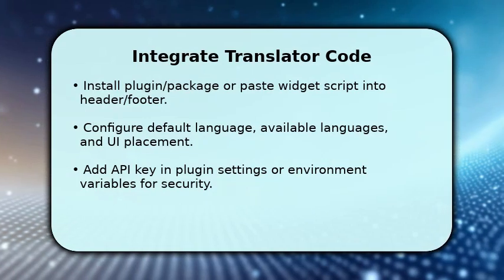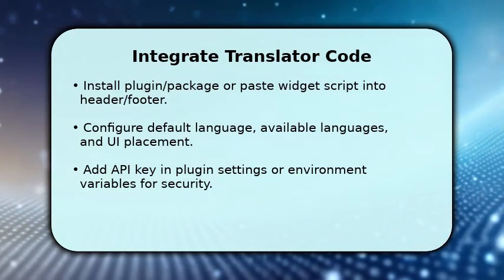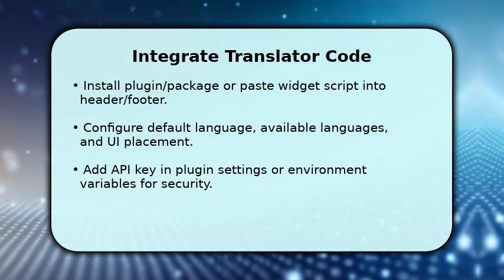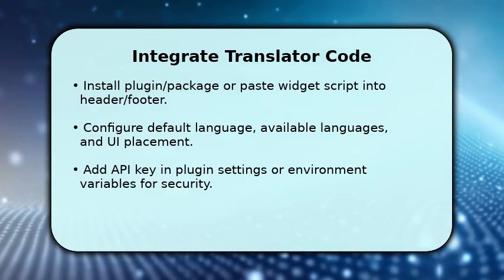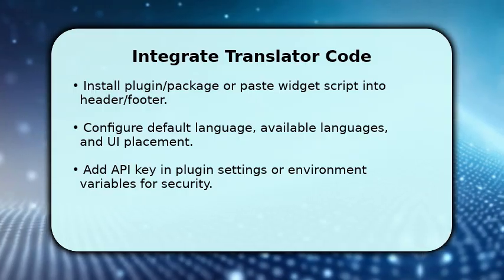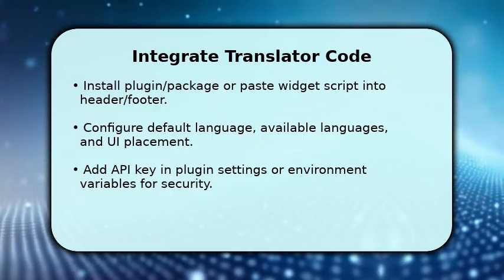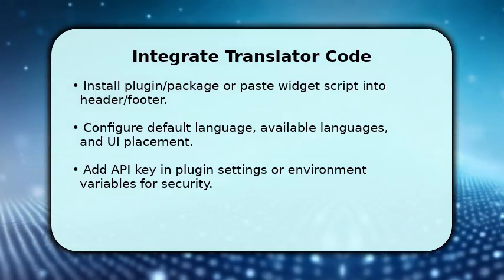You now integrate the translator. Install the chosen plugin or package, or paste the widget script into your site's header. Next, configure the default language, list which languages to show, and set UI placement so buttons don't obstruct content. If you're coding, add the API key to environment variables instead of inline code. Make sure to restrict key usage to your domain.